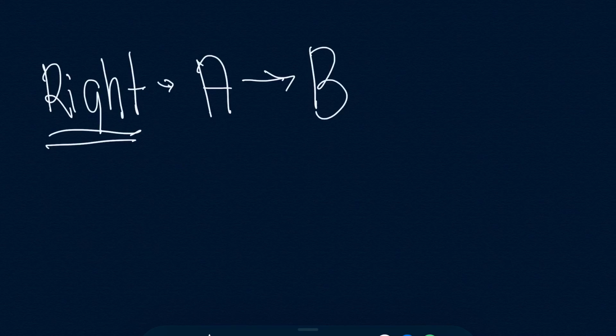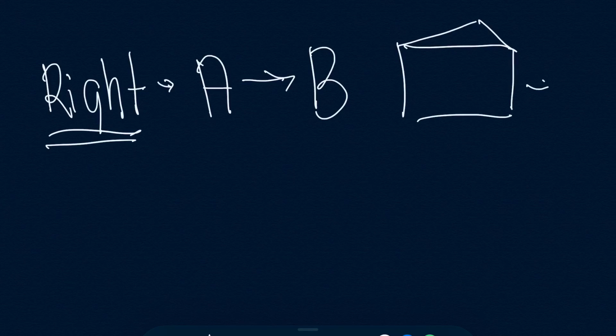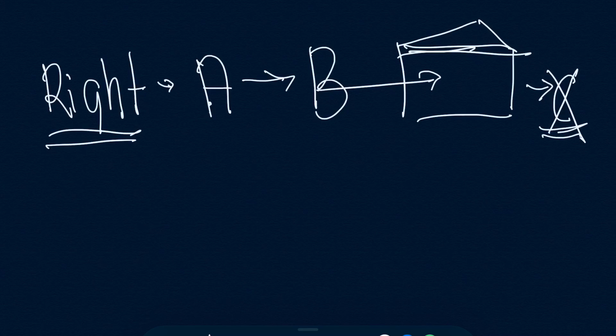Si A nakita niya si B. Okay, si A nakita niya si B na nagnanakaw doon sa bahay ni C. Wala si C. Walang tao sa bahay, pero nakita ni A na si B pumasok sa loob ng bahay at ninanakawan ni B yung bahay ni C. What is the right thing that A should do?